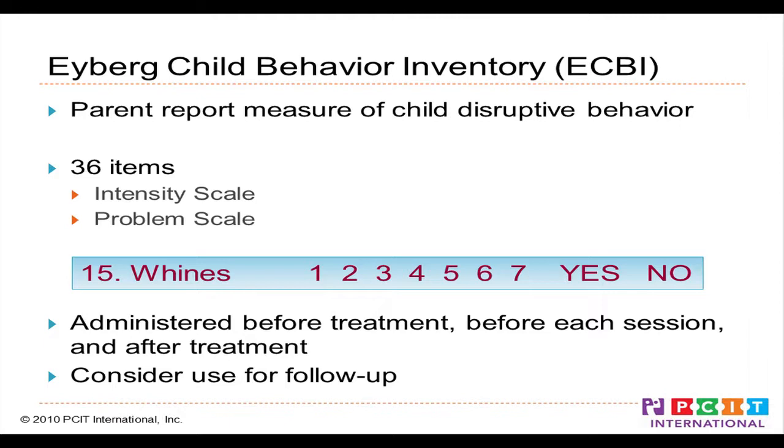So here is the mystery revealed. The Eyberg Child Behavior Inventory is the key parent report measure of child disruptive behavior. It's 36 items, and there is an intensity scale and a problem scale. So it's items like whines, refuses to obey unless threatened with punishment, dawdles in getting dressed, steals. So you can imagine lots of disruptive behaviors, and families rate them 1 to 7 from never to always, how often they're happening.